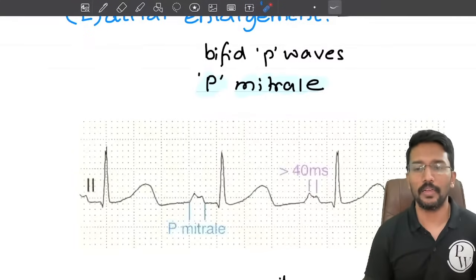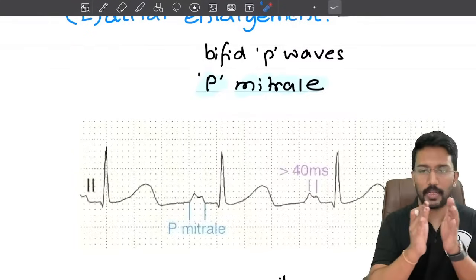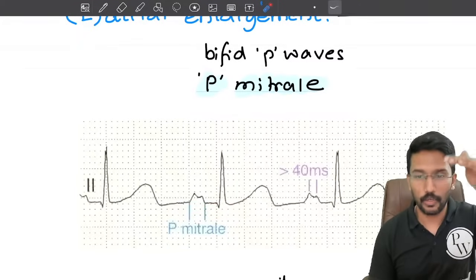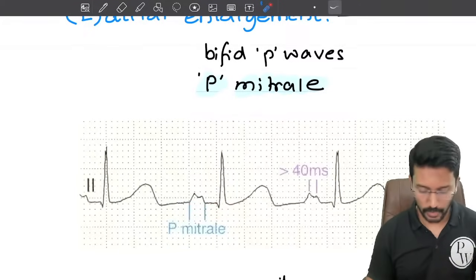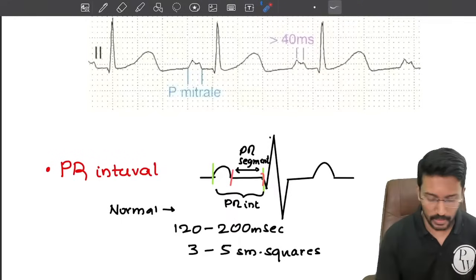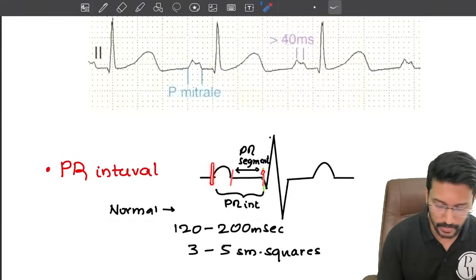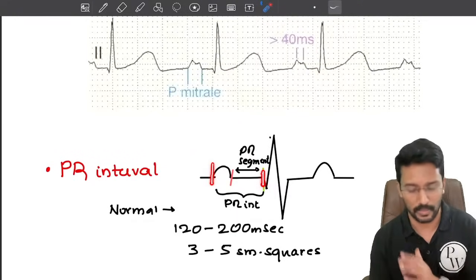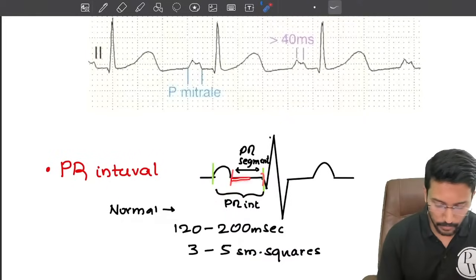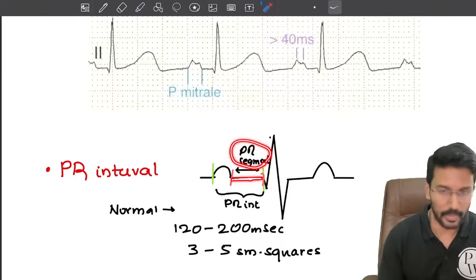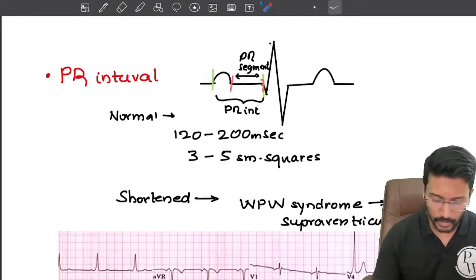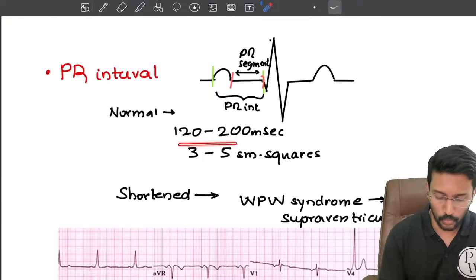So an interval can become short or an interval can become wide. A segment can get elevated or a segment can get depressed. Right. So we'll first talk about the PR interval. The PR interval starts from the beginning of the P wave and ends with the beginning of the QRS complex. This is what we call the PR interval. And the baseline between the P wave and the QRS will be called the PR segment. Segment, no waves. Interval includes a wave. The normal PR interval is 120 to 200 milliseconds.